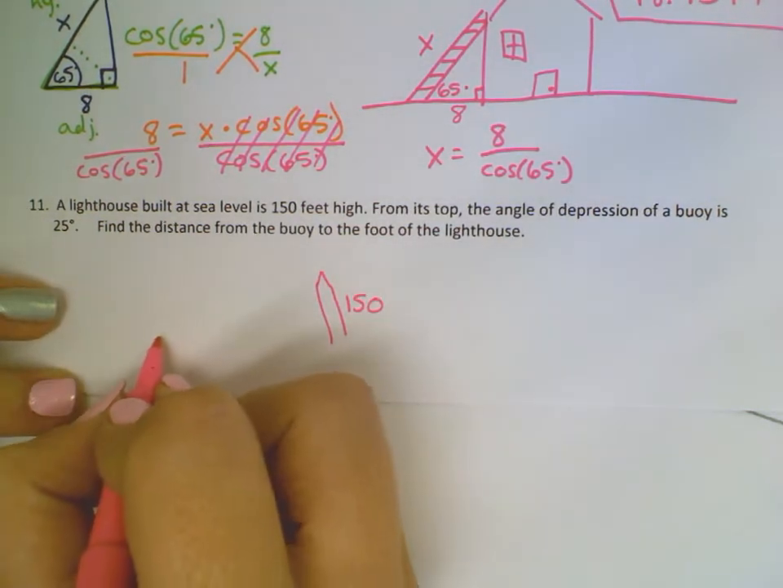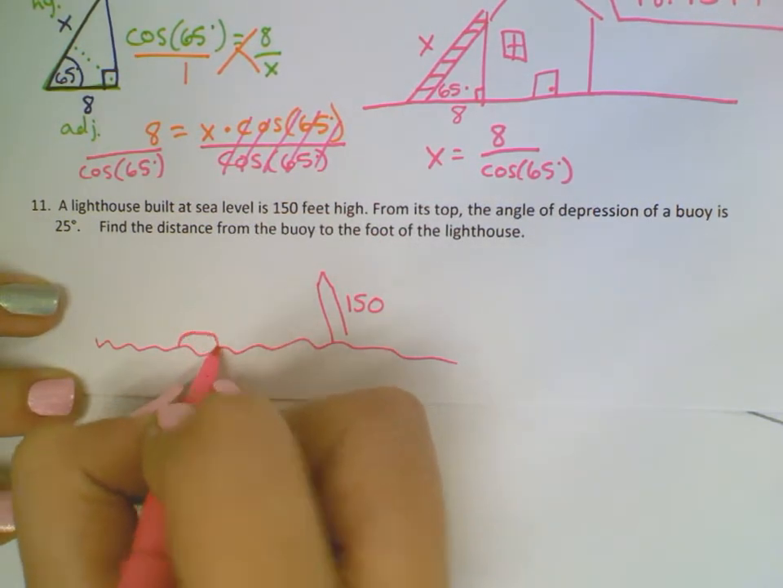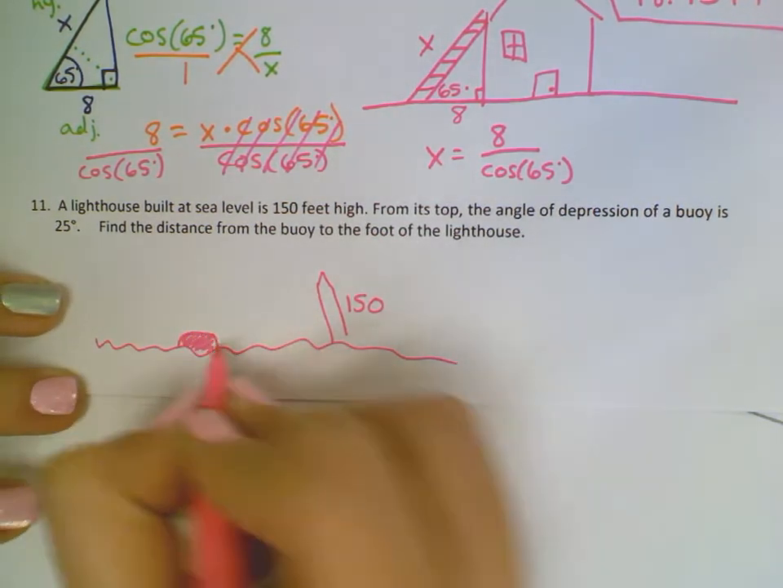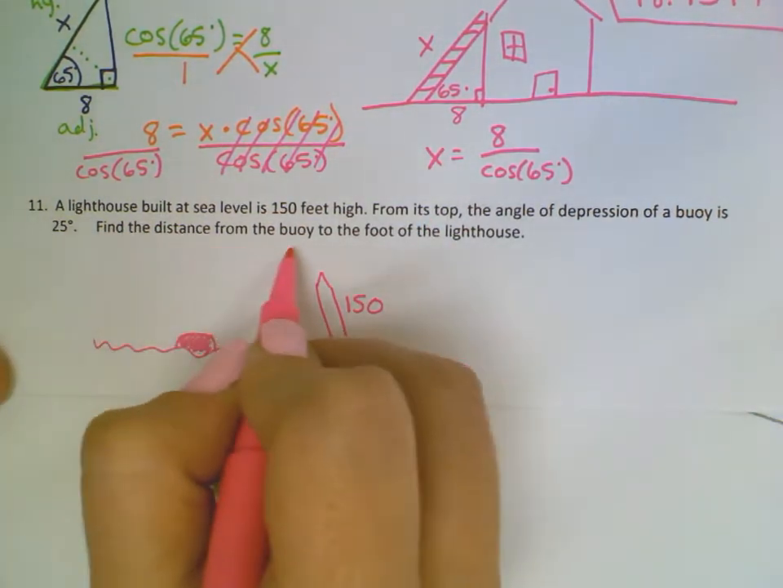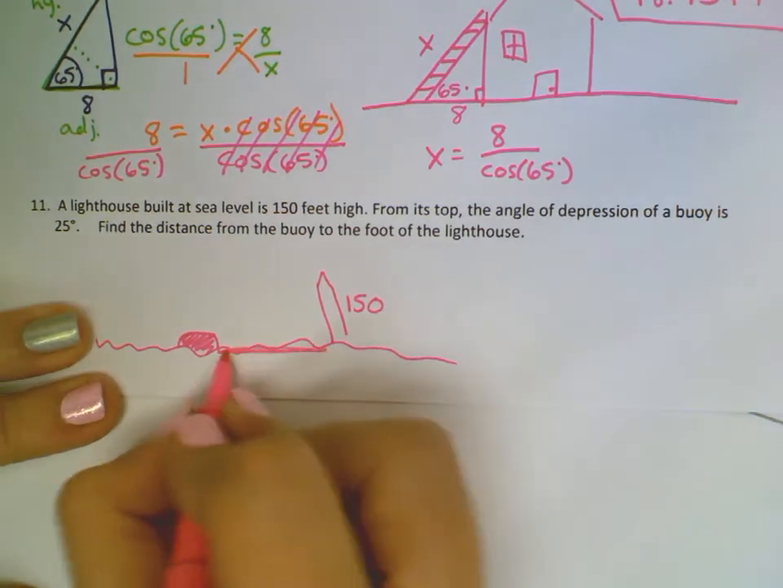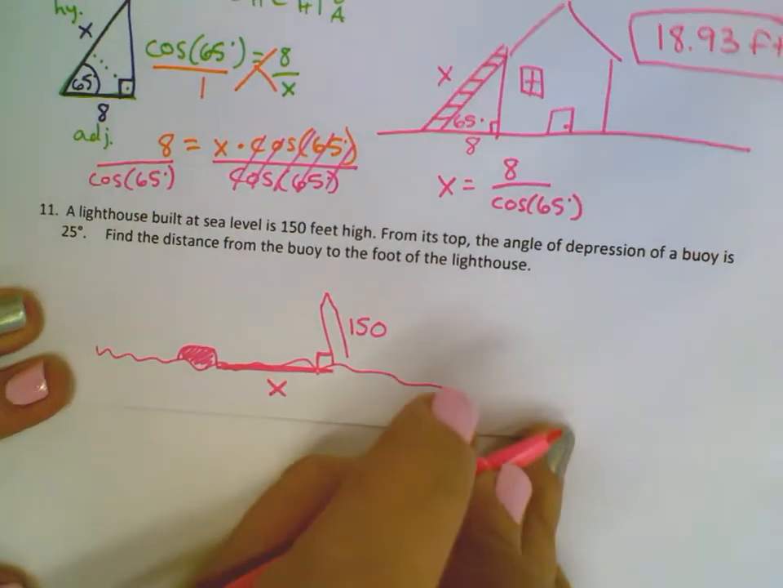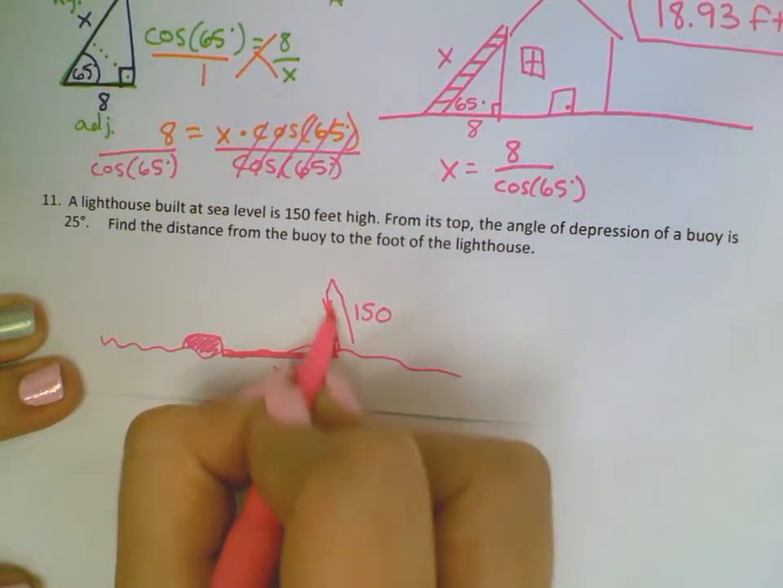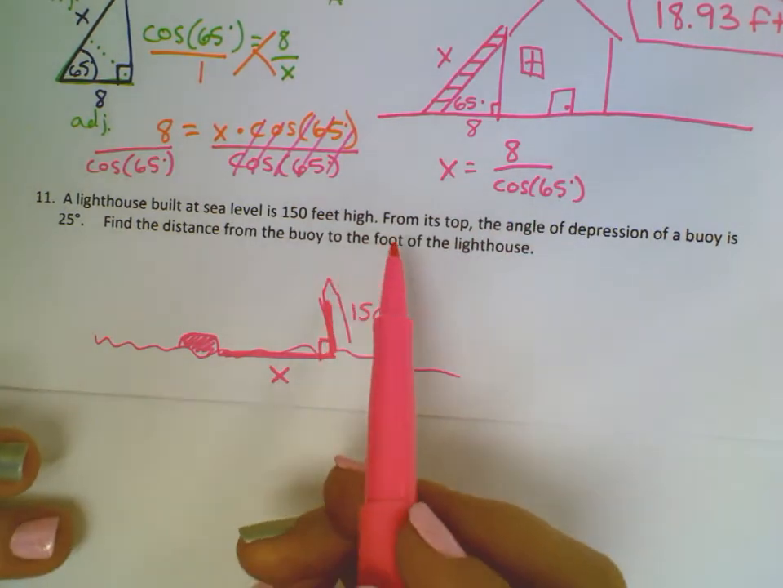So I guess there's some water here. And we've got a little thing in the water. So it says find the distance from the bayou to the foot of the lighthouse. So we're looking for this distance here. That's going to be our right angle. I know I drew it kind of slanty. Sorry about that. Now, it says the angle of depression.